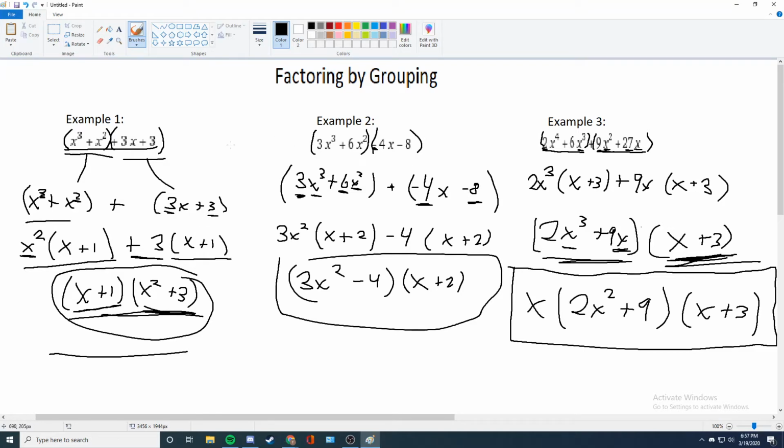So overall, once you see an equation with four terms, you'll want to see if you can do grouping, because in my opinion it's the easiest method for a four-term equation.